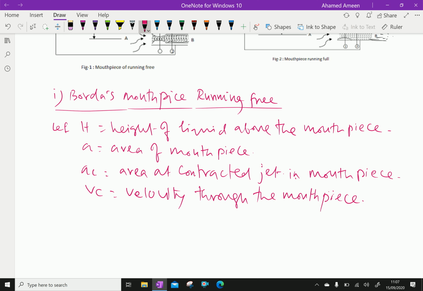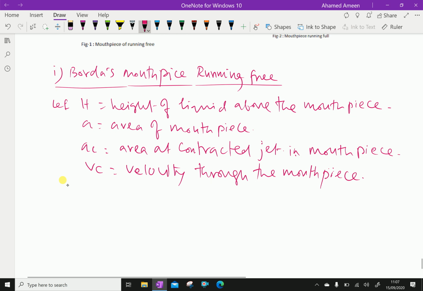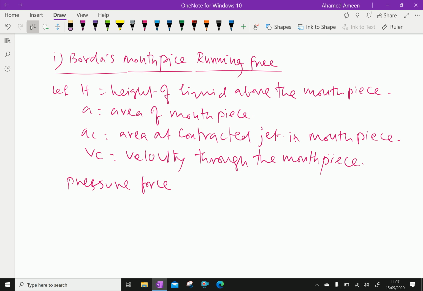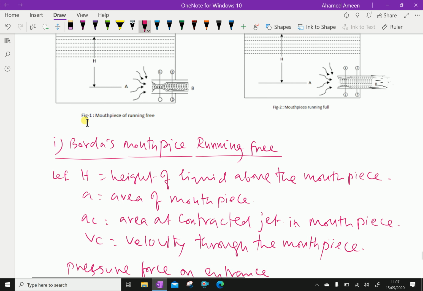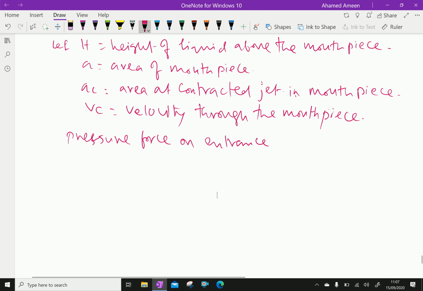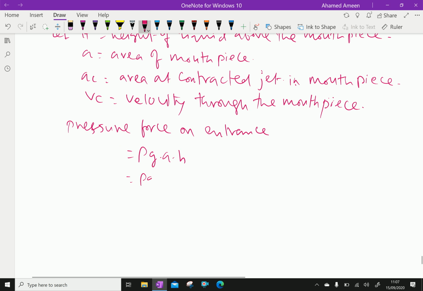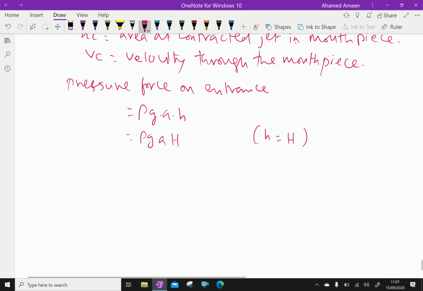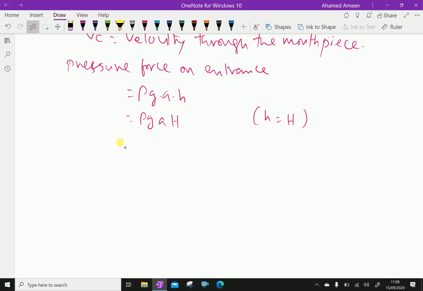Now the pressure force on entrance. Here the pressure force on entrance is equal to rho g A H, where rho is the density of water, g is gravity, A is the area, and H is the distance of the CG of area A from the free surface. So we can write this as rho g A H. This is the first equation.